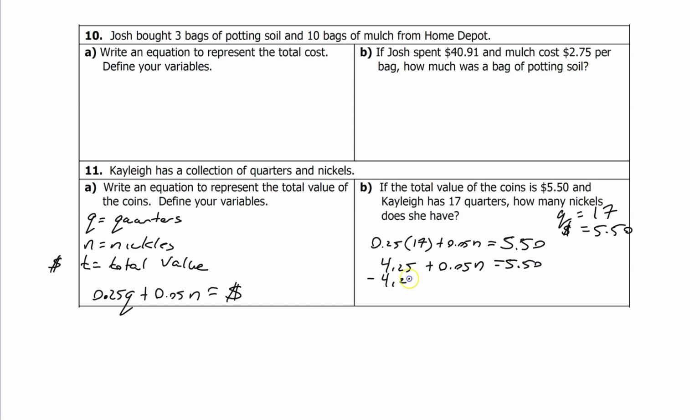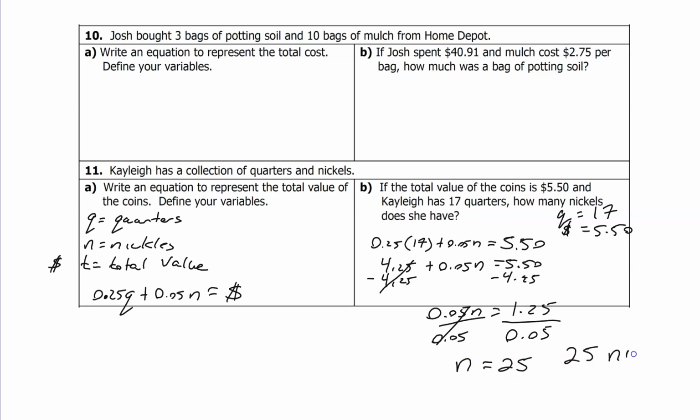Now we just solve it like a normal equation. So now we have 0.05 N equals $1.25, and we divide by 0.05. So that means N equals 25. So the answer is 25 nickels. All right? And then finally you have number 12, which we'll go over in class.